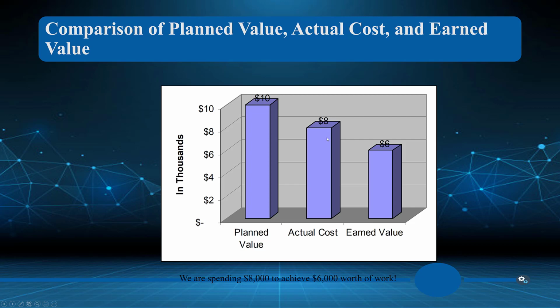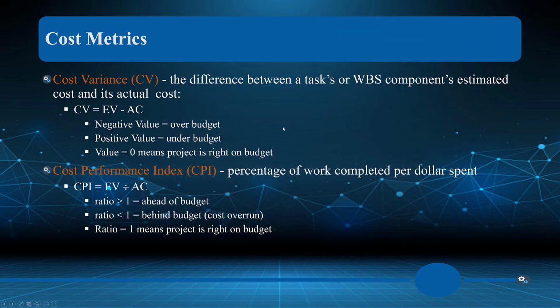4 times 8, 32. And so you can see we're definitely not on track as we expected to be for our project. All right, so we'll talk about and get into more of the cost metrics in the next video.